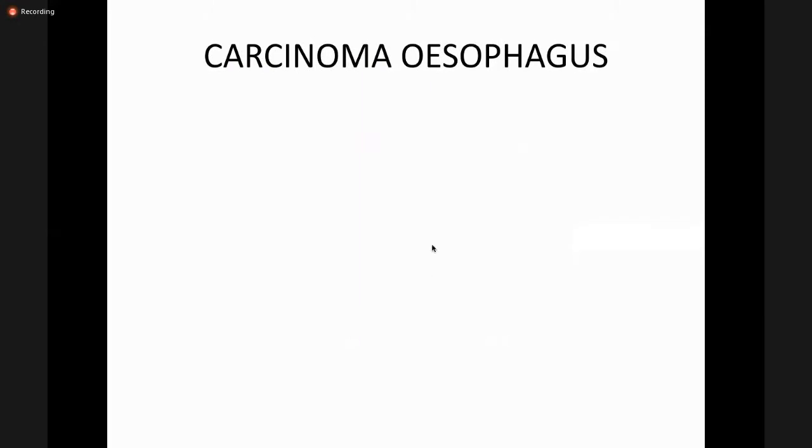Then, so this achalasia topic is complete now. Now we'll move towards the carcinoma of the esophagus. Carcinoma of the esophagus.